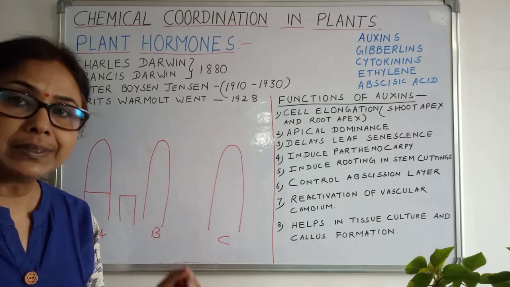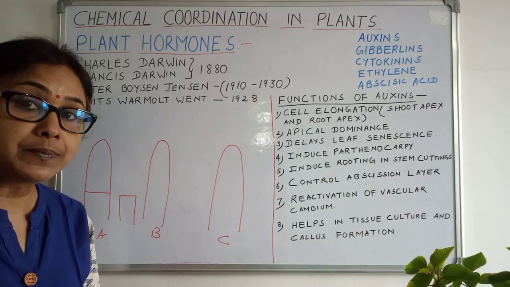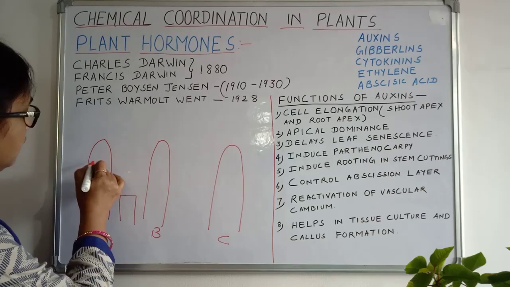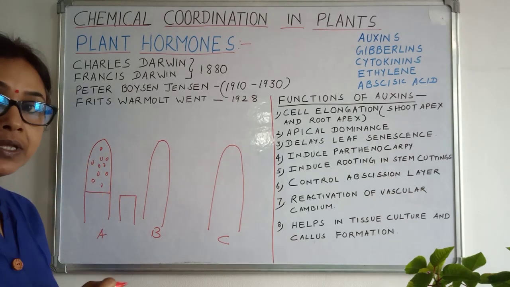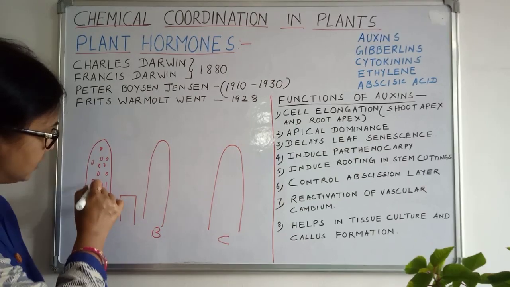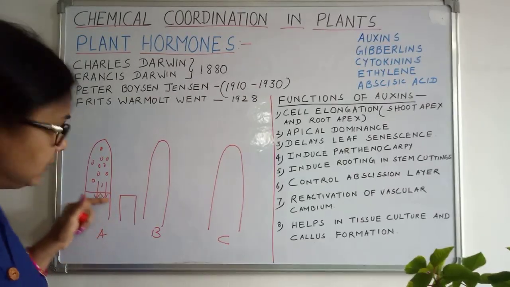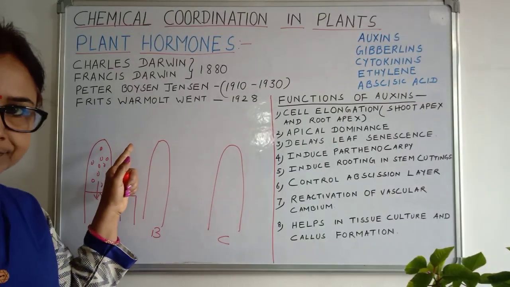So this confirmed that some kind of chemical is present in the apex of the coleoptile, which I am drawing with these circles, which moves in the downward direction and helps in the growth of the coleoptile.